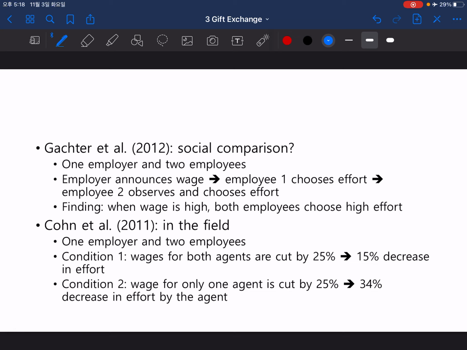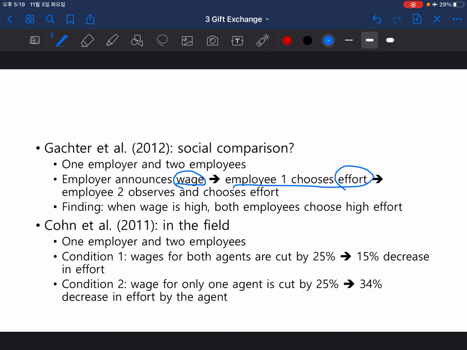In this paper, the topic is about social comparison. This is a gift exchange game experiment, and there is one employer that's typical, but there are two employees. So we can imagine comparison between the employees. First, the employer announces the wage, maybe the wage is small, maybe the wage is high. And then the first employee chooses effort.